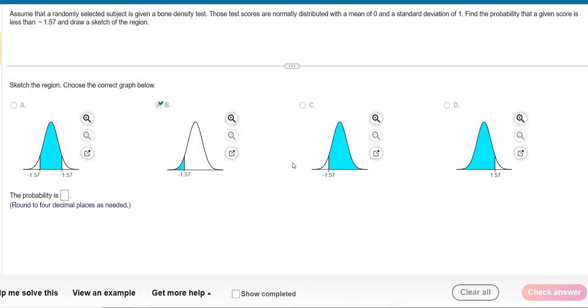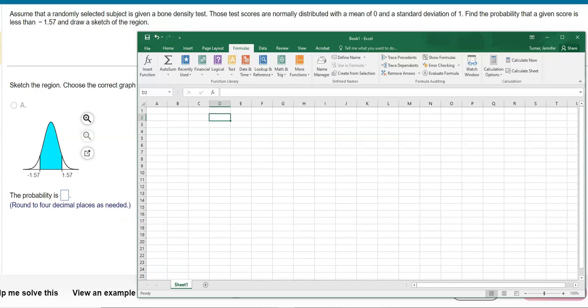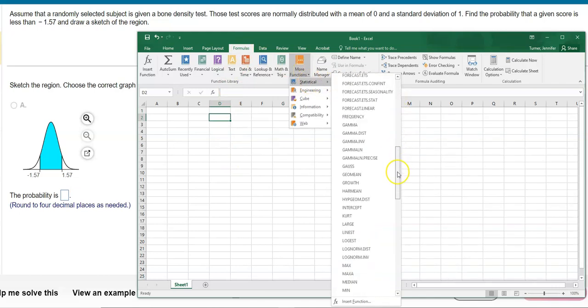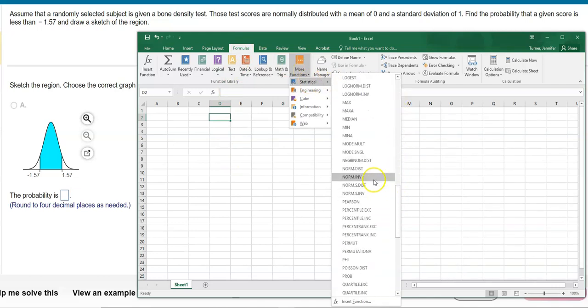So now we actually want to find what that probability is. To do this, we're going to go to Excel. So we'll open Excel, and to get to the formula we need, we're going to go to Formulas, More Functions, Statistical, and we're going to go all the way down to the end section, and we're going to look for norm.dist.